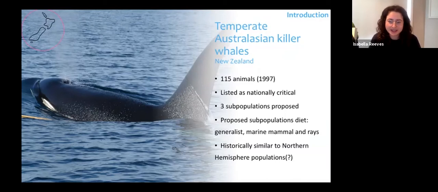There have been 3 subpopulations proposed by previous photo ID work and preliminary mitochondrial and acoustic analysis, which suggested there was a North Island population, a South Island population, and one that combined both, essentially. These proposed subpopulations were all meant to have different diets as well: a generalist diet, a marine mammal diet, and a ray-based diet. From a genetic perspective, in this single sample study by Andy Foote, they may have more of a Northern Hemisphere background, but we obviously need to look more into their population history in the future to understand the aggregations a bit more.